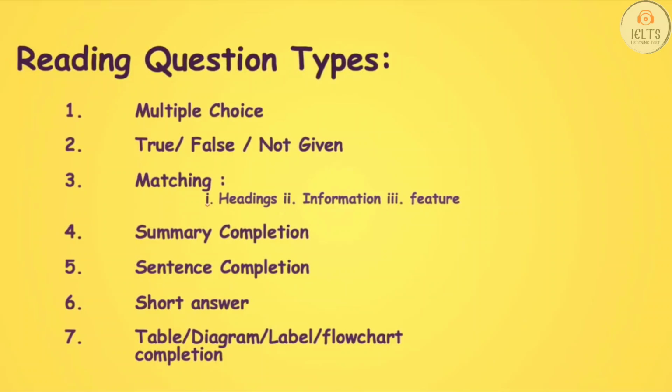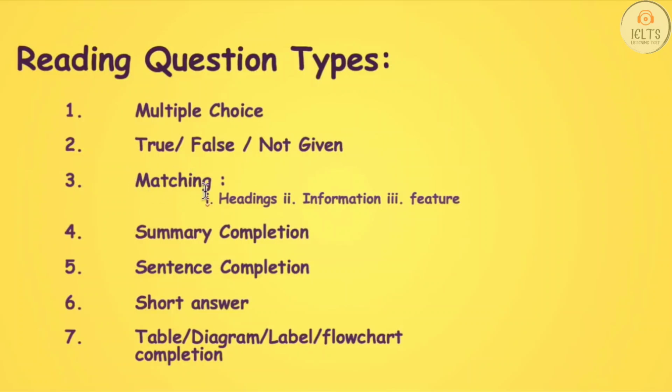So to begin with, there are 7 types of reading questions. Multiple choice question, which is when you read a passage and you would be asked a question and there would be 3 or 4 multiple choices to choose from. Then the next one is a true false not given question. For the true false not given question, you would be given some sentences and you would have to state if they're true, if they're false, or the information is not given in the passage.